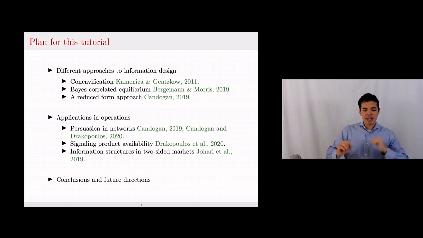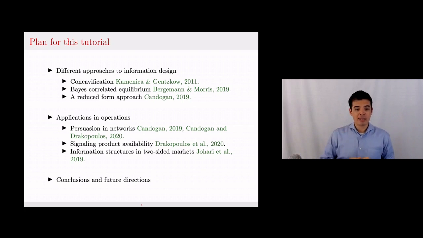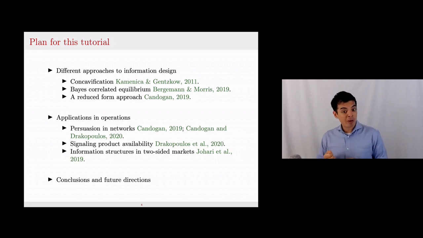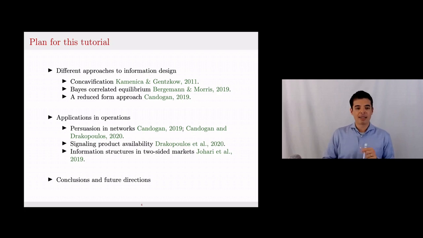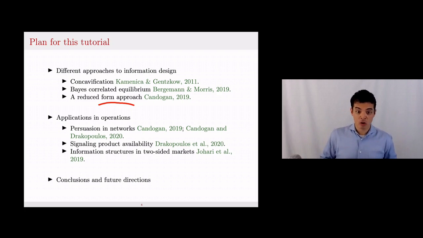Then I'll switch gears and I'll start talking about applications in different operational settings. And I'll start here by the application of information design or persuasion in network systems. In some recent work, I've focused on how information can be used as a lever to induce desired outcomes in different networked environments. And here it turns out that we can leverage the ideas that I just mentioned, the convex programming framework, for the characterization of the optimal information structure. And I'm going to comment on that in the second half of the tutorial.